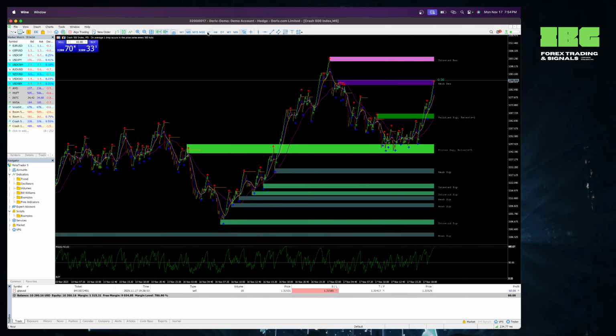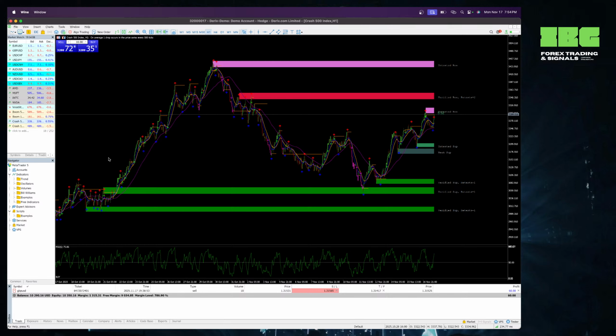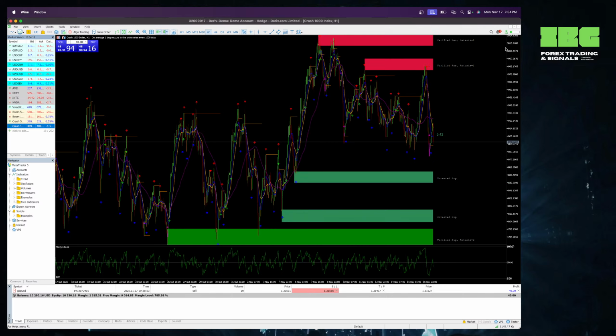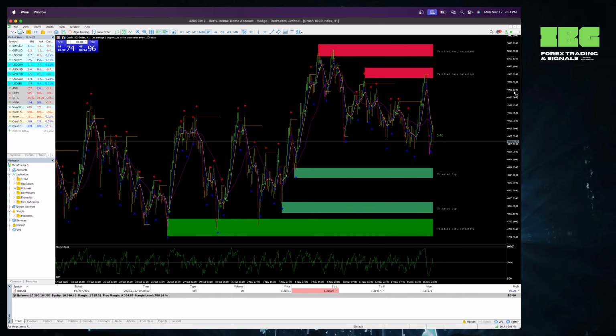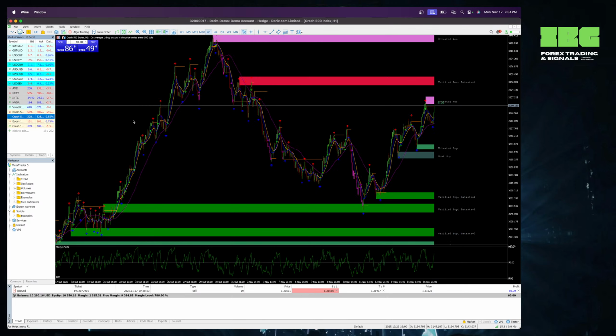Let me go back to hourly candlesticks to see better. So this is the highest. It's trying to go back here, but it's been going upwards since almost 11th November. Let's see Crash 1000. Okay, so not really impressed with what is happening with the Crash 1000. So I'm only really impressed with the Boom 500 and the Crash 500.